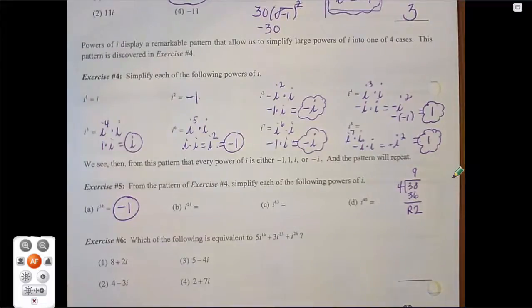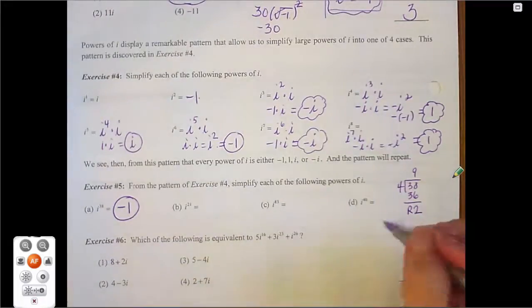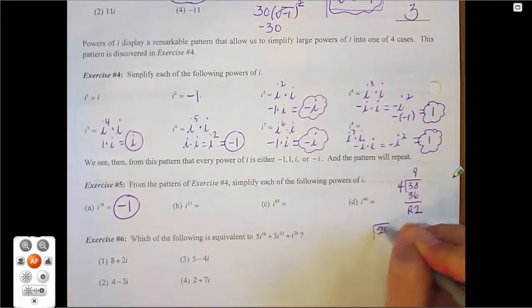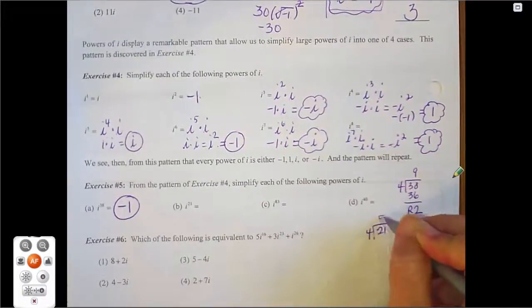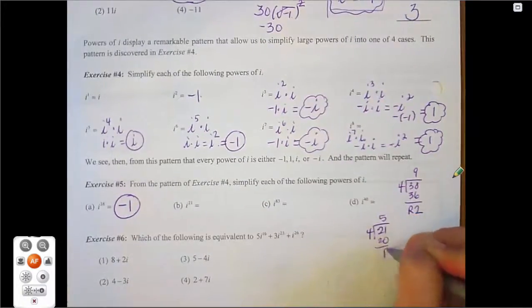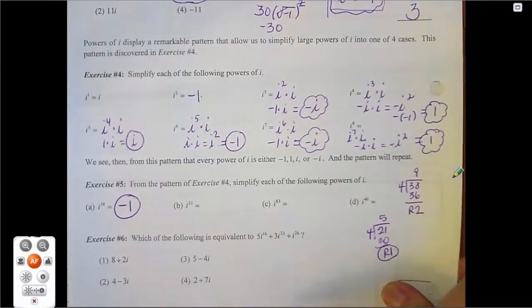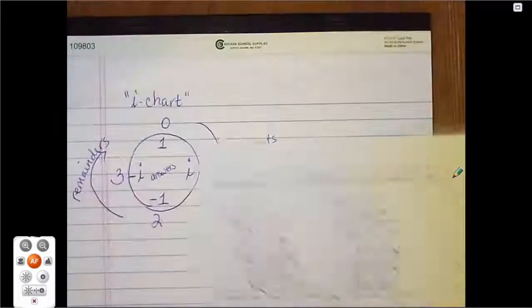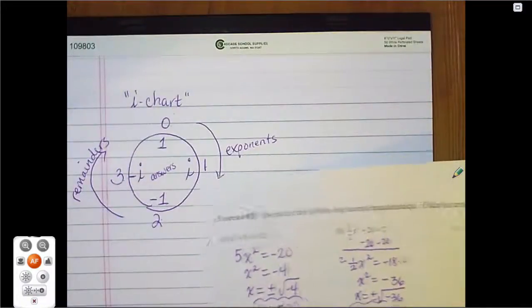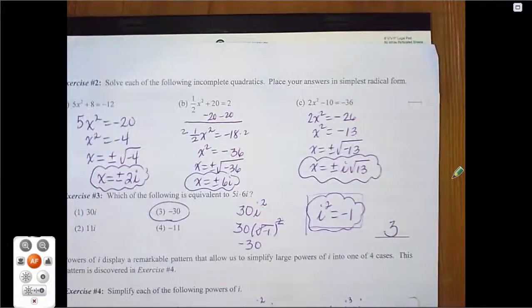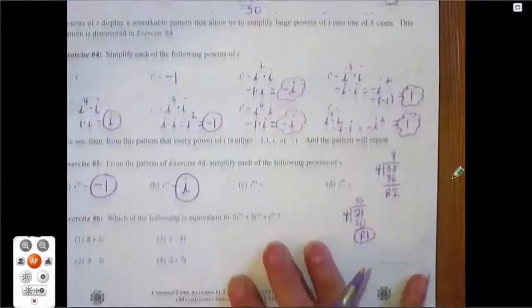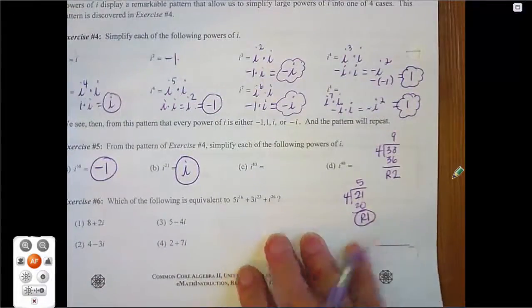So i to the 21st, we would take 21 and divide it by 4. 5 times 4 is 20. We have a remainder of 1. Well, i to the first is i. Again, if you would rather always look at your i chart, go to 1 as a remainder and look inside. There's your answer of i. So i to the 21st is also equal to i. Try C and D on your own.